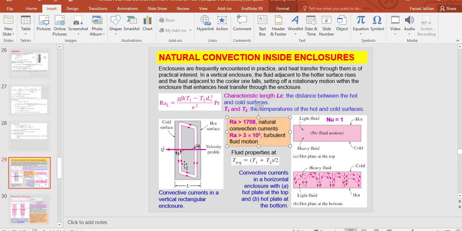If the motion of the fluid inside the enclosure has a Rayleigh number higher than 1708, it has a natural convection current. You know that if the fluid inside this enclosure is not in motion, if there is no fluid motion, the heat transfer will be only due to conduction.